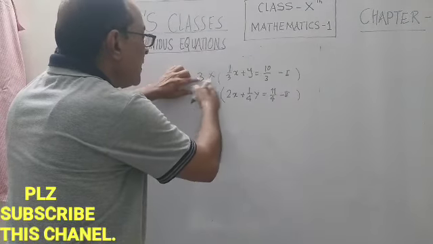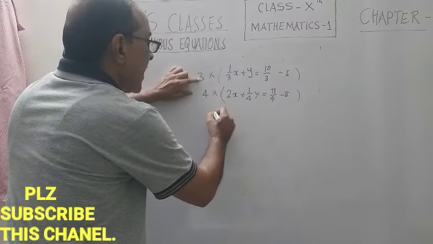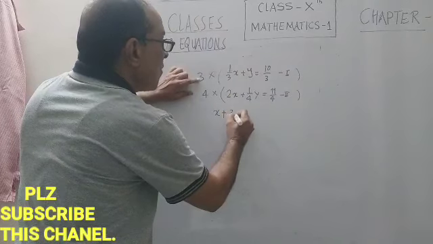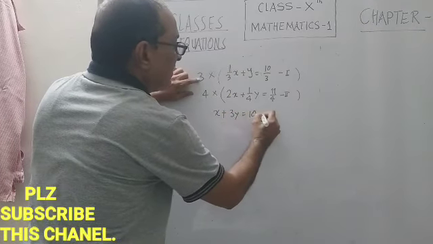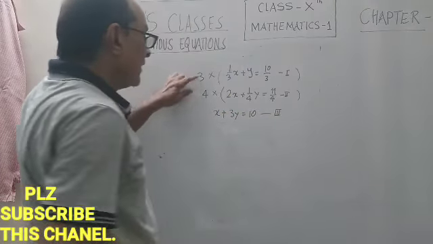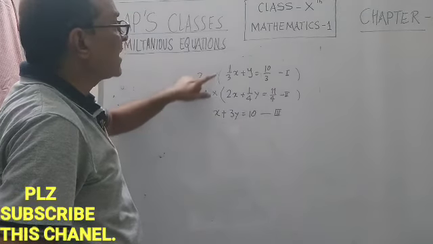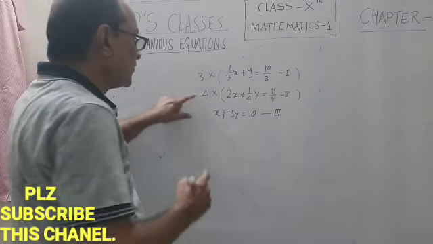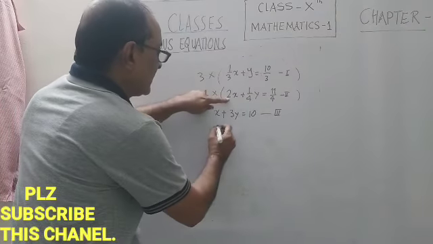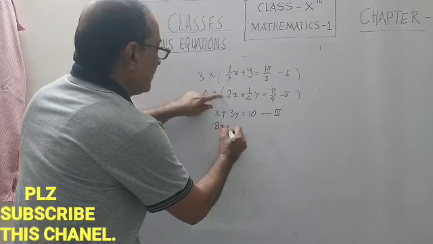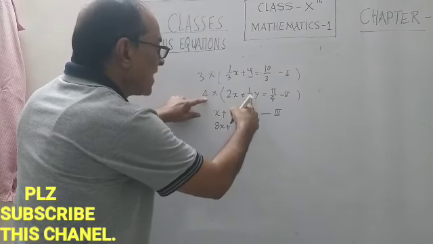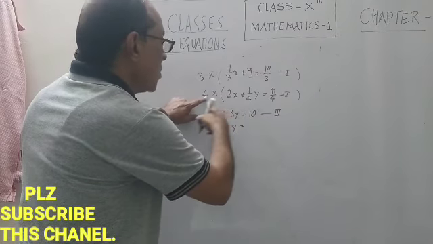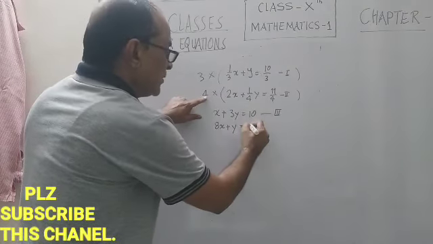Okay, now 3 into 1/3, that is 1. So x will be left alone. And y, which is 1, will become 3y. And here it will become 10. This is the third equation. This equation means the same as the original, but the format is different to make it easy. 4 into 2x, 8x, plus 4 into 1/4, that is 1y. Now 4 into 11/4, that is 11.